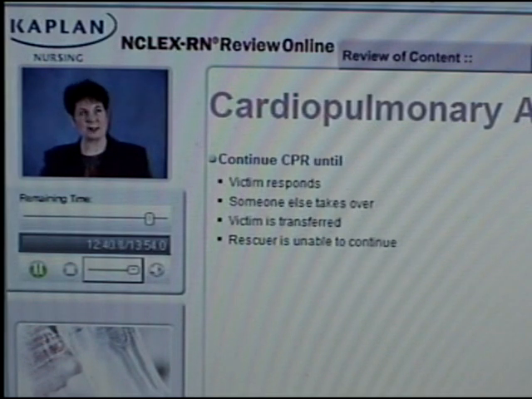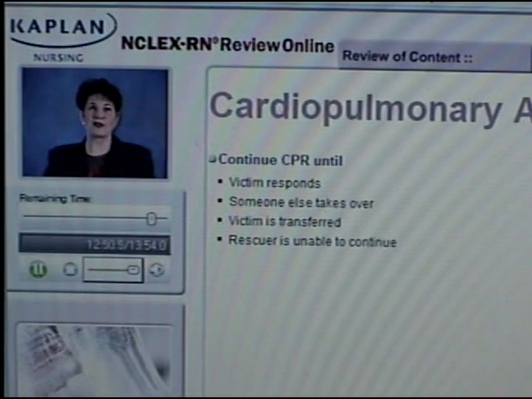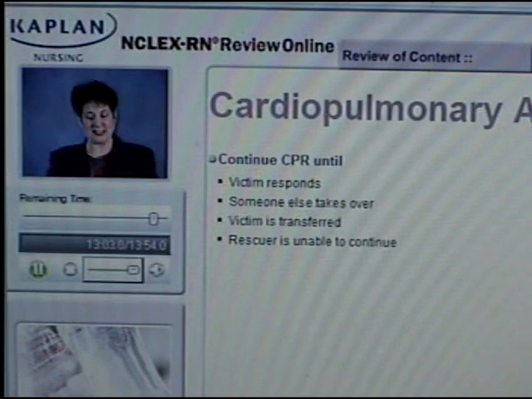One of the questions that comes up on the NCLEX periodically is when you can stop CPR. Good question, because when can you stop? Well, the happy ending is when the victim responds. If you get a pulse back and then the patient begins to have spontaneous respirations, you can stop. That's a happy ending. You can also stop when someone else takes over. That's why, remember, you called for help, because you don't want to be there all by yourself. You can stop when the patient is transferred to someone else's care.